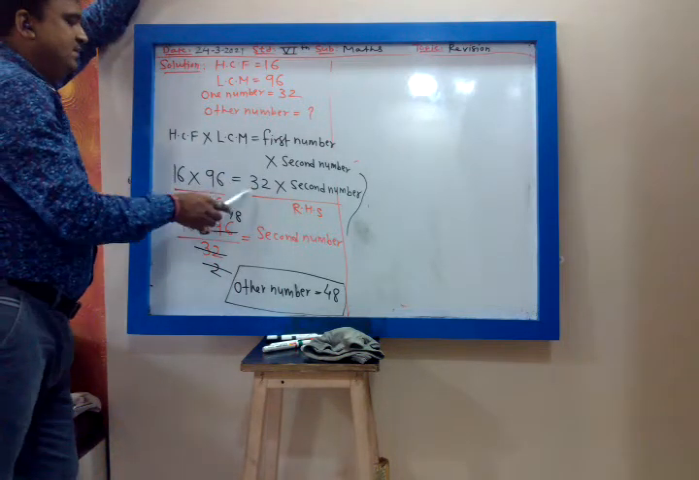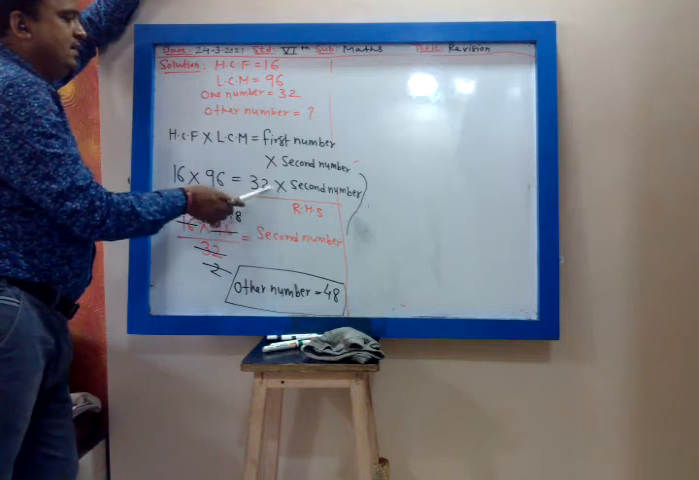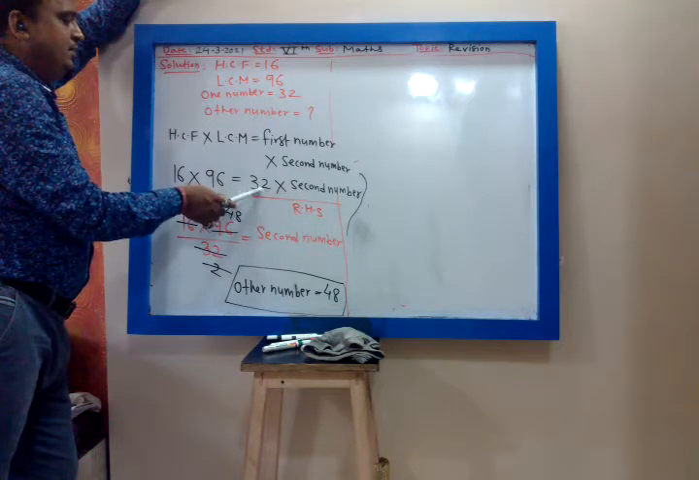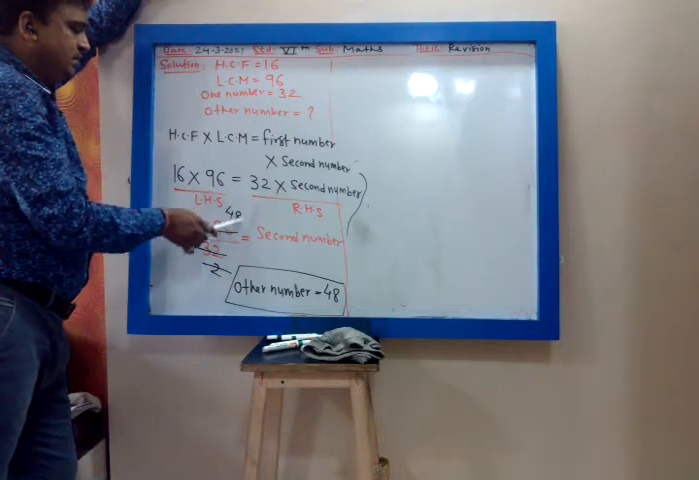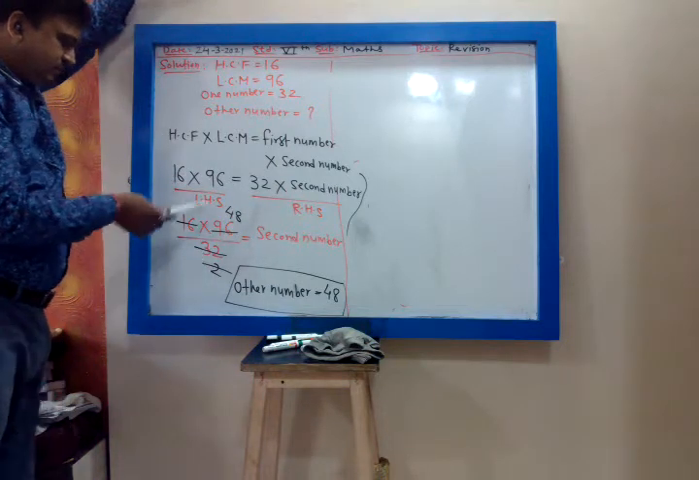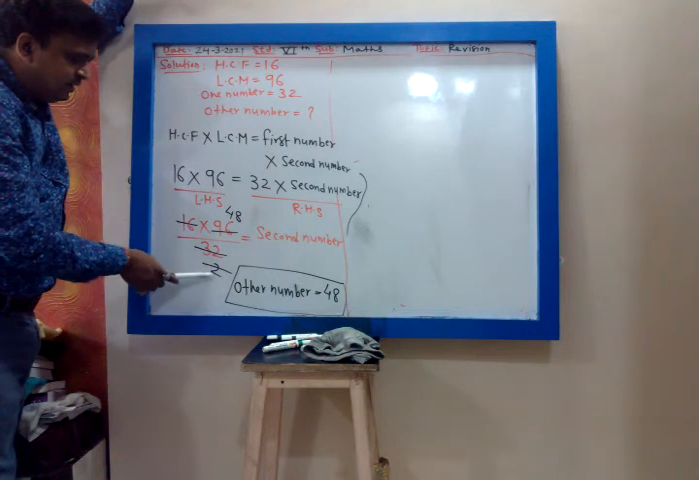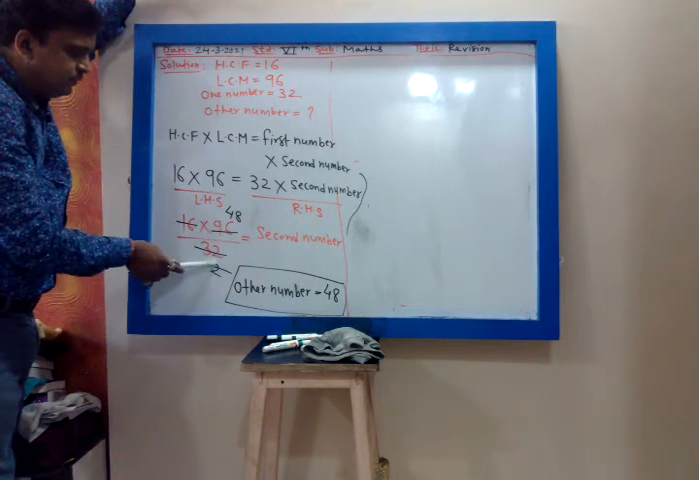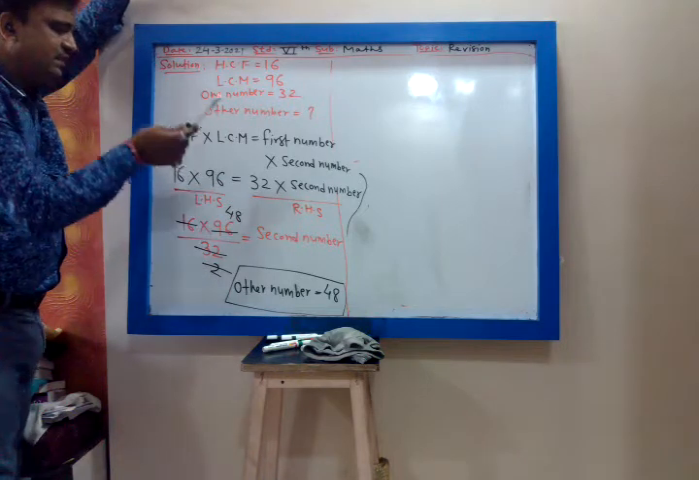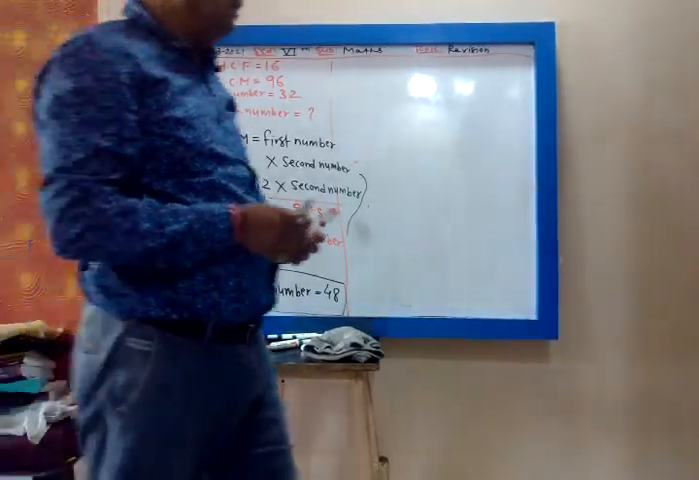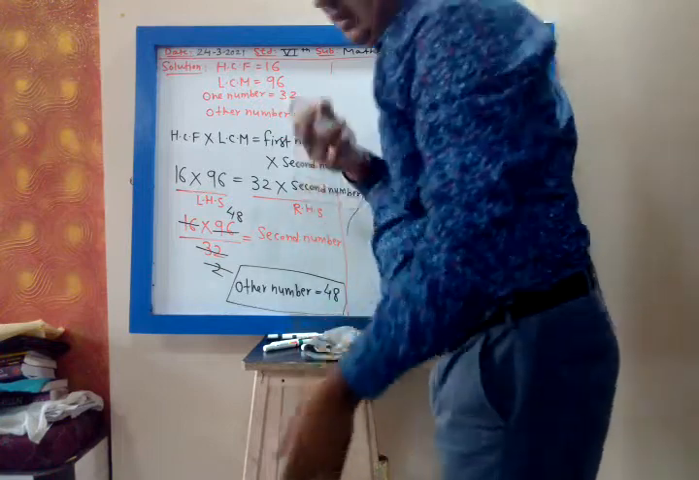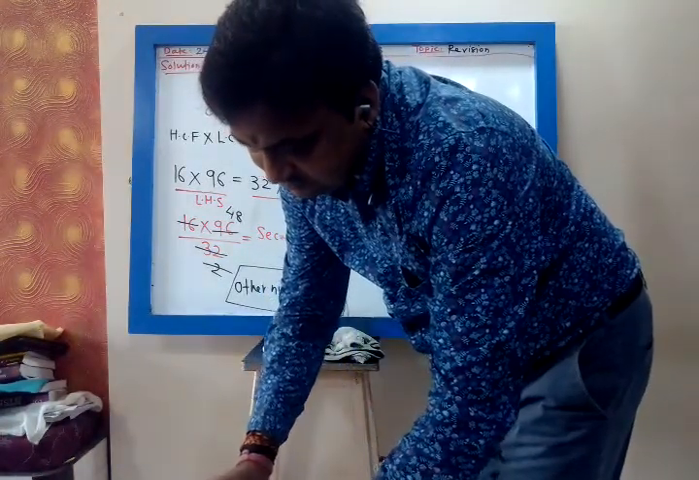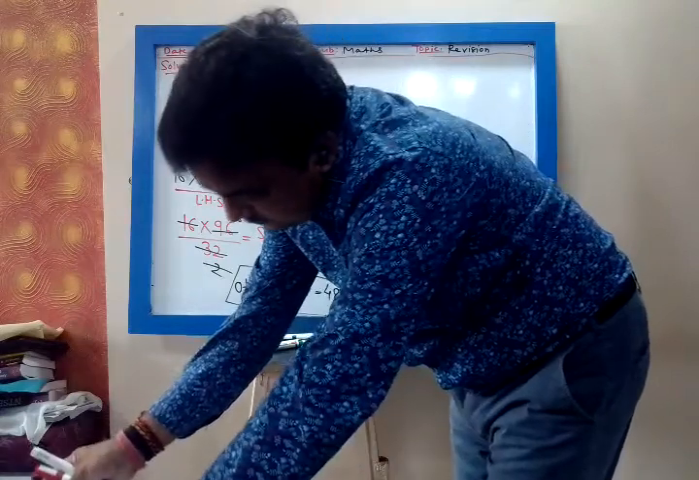This is my left side, this is my right side. On the right hand side, 32 is there in the multiplication. When I take 32 to the left side, 32 will go in the division. Now you can cancel 16 into 32 and you can cancel 96 with 2. 2 fours are 8, 2 eights are 16. So the second number is 48.